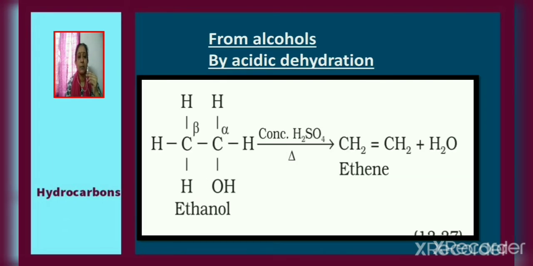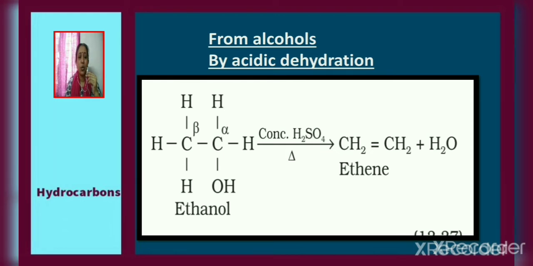Now consider another method of preparation, that is from alcohols by acidic dehydration. An alcohol, when heated with concentrated sulfuric acid at 443 Kelvin, undergoes dehydration reaction. Removal of a molecule of water will take place. For example, consider ethanol. Carbon carrying the functional group OH is known as alpha carbon, and the carbon atom which is attached to alpha carbon is known as beta carbon. Ethanol has 3 hydrogen atoms attached to beta carbon.